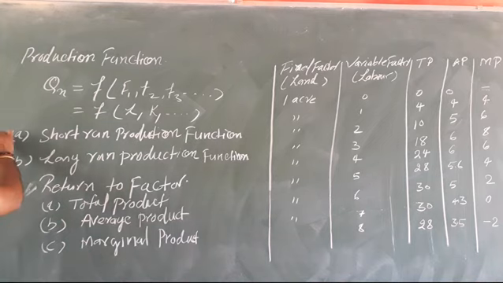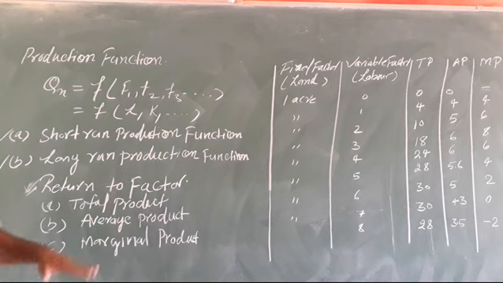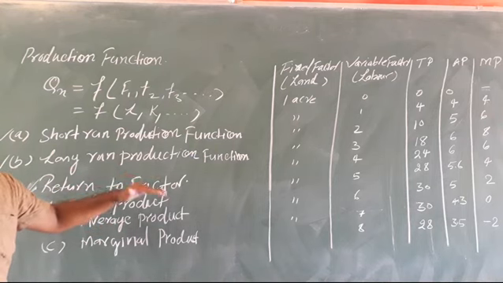Here we find two types of production function: short run production function and long run production function. Short run production function operates where some factors of production are variable and some factors of production are assumed fixed. In long run production function, all the factors of production, say land, labor and capital, are variable. In the short run we talk about return to factor, and in the long run we talk about return to scale.